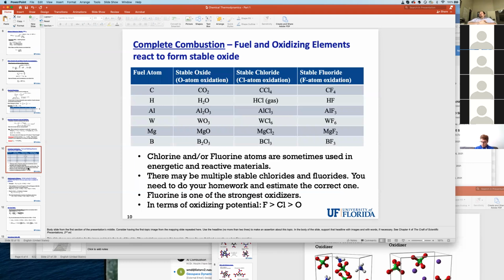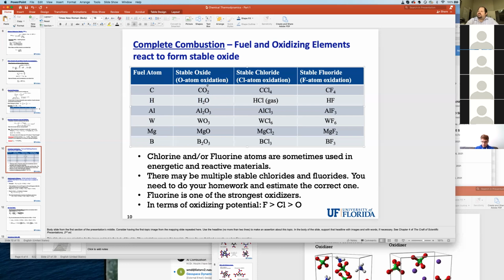Okay, moving on. So we've learned how to deal with air. Now, if we want perfect oxidation, we need to define a concept called complete combustion. And really what complete combustion means is that the fuel and oxidizing elements in the reactants react to form their stable oxide. So for the fuel atom C, the stable oxide for complete combustion is CO2. If your oxidizing molecule is oxygen and your fuel atom is hydrogen, your stable oxide is water vapor.